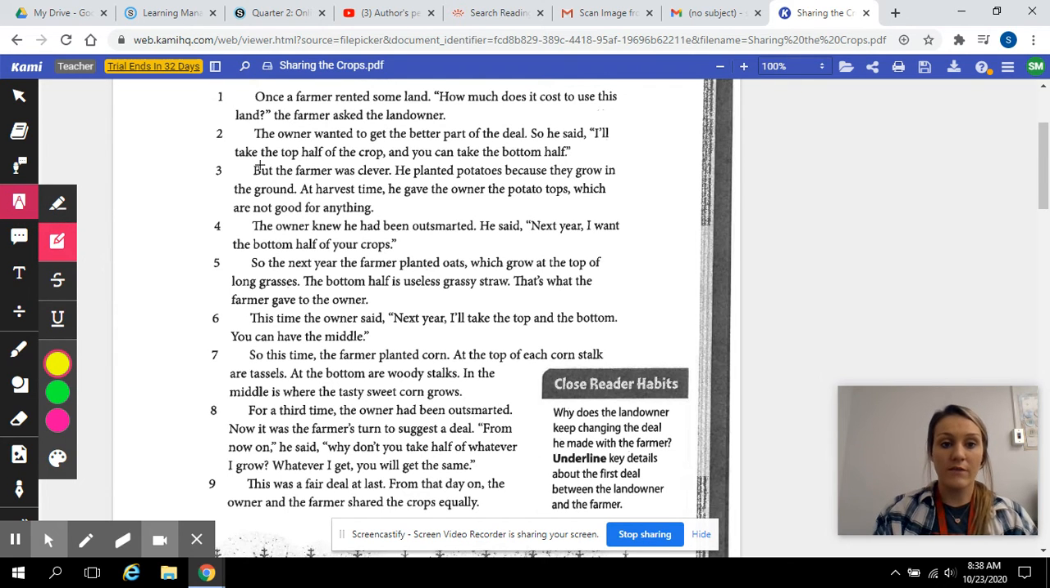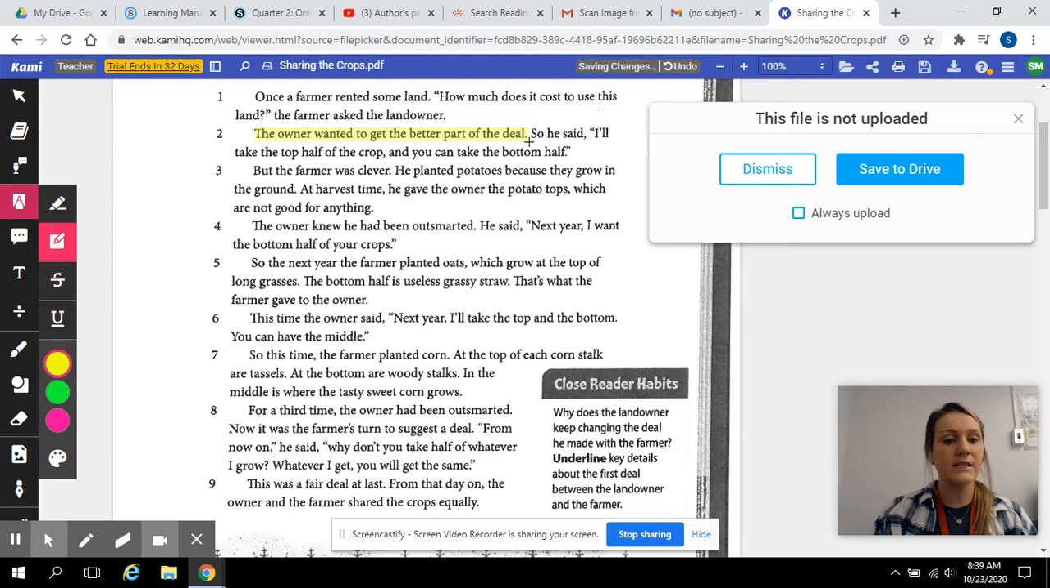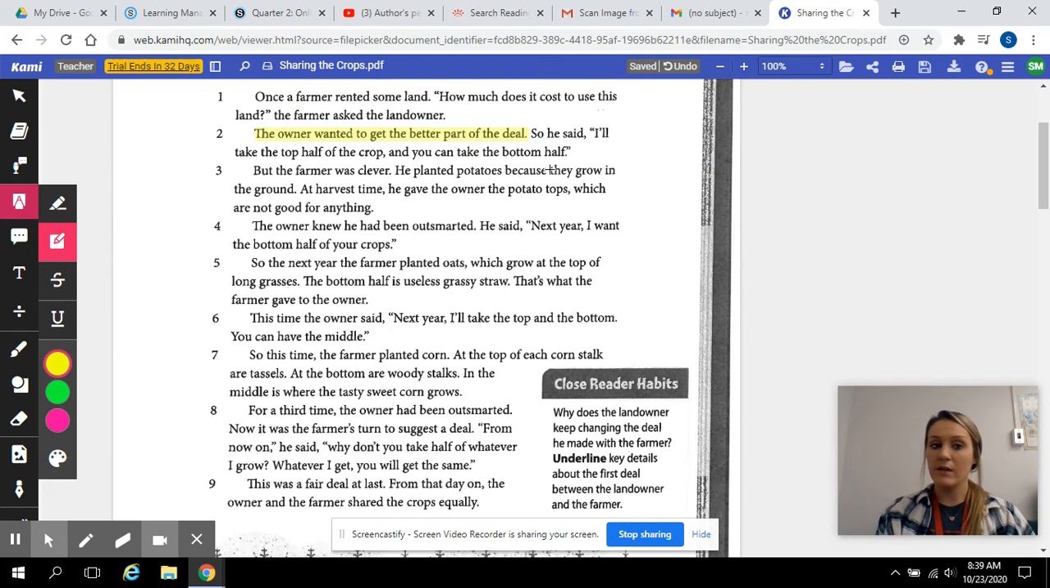Okay. The farmer was clever. He planted potatoes because they grow in the ground. At harvest time, he gave the owner the potato tops, which are good for nothing. So we're going to highlight, the owner wanted to get a better deal. He was being very stingy. He wasn't being equal. Okay.